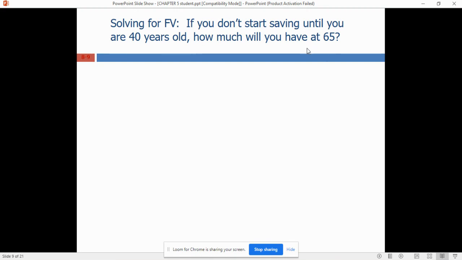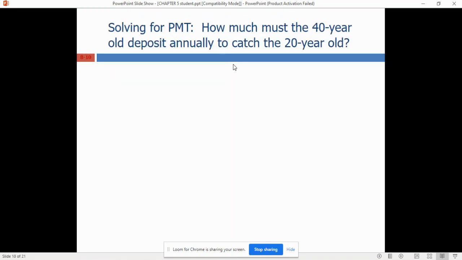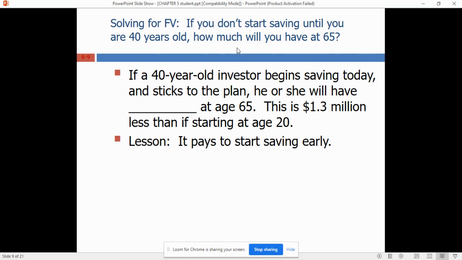So class, your PMT is same, your interest is same, only N instead of 45, now you're starting at 40. So the difference would be 25 years. So your N would be 25. And again, pause the video and calculate what would you get. What would you get when you start your savings at 40, not at 20? Can you calculate? Pause the video and calculate.